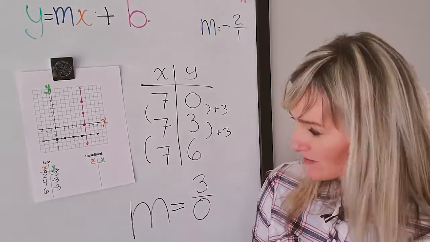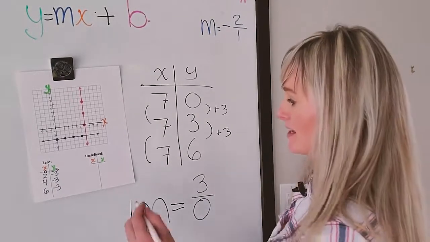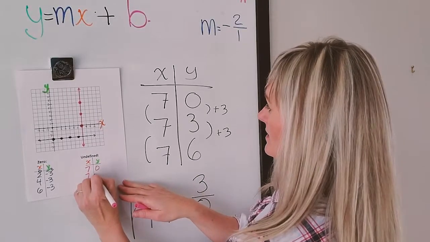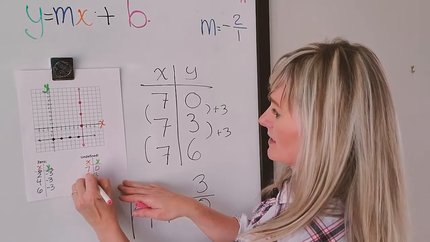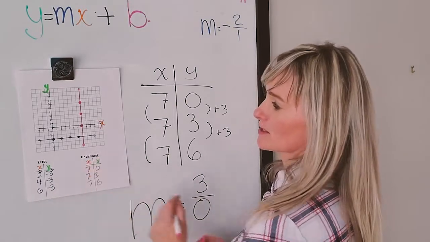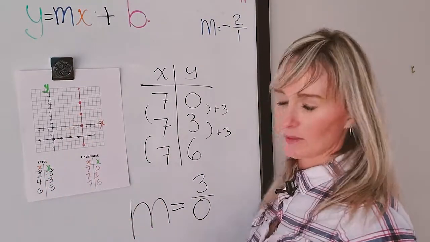Just to finish off, let's take our values and put them in here. 7, 0, 7, 3, 7, 6. Awesome. So here we have an undefined slope. Here, the blue one, we have 0.